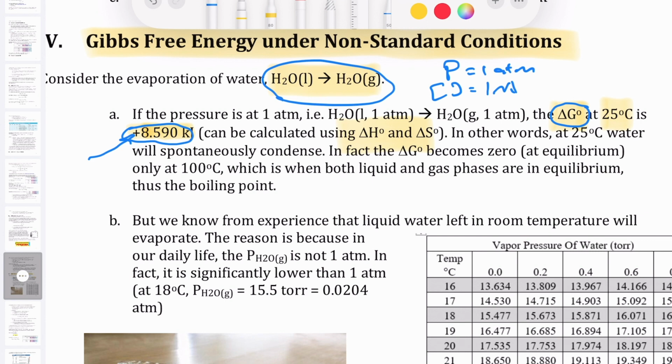This is a special set of conditions where we measure thermodynamic values so everybody can use those numbers in their calculation. What we're saying here is that the number we calculated, where we get positive 8.59, is really a condition where the pressure of water gas is 1 atm in the air around it.